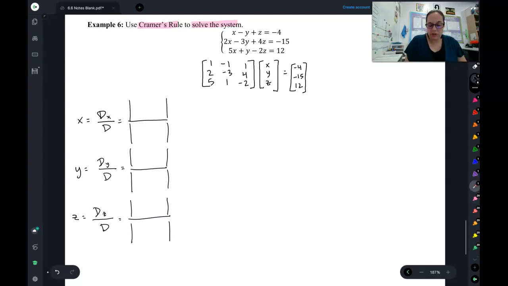So for our special determinant x, I take my x column and replace it with my constant column. So the y and the z stay the same. The x gets changed. And regular determinant is just my regular coefficient matrix. In fact, I'm just going to fill that out for all of my denominators, because that is the same across the board.